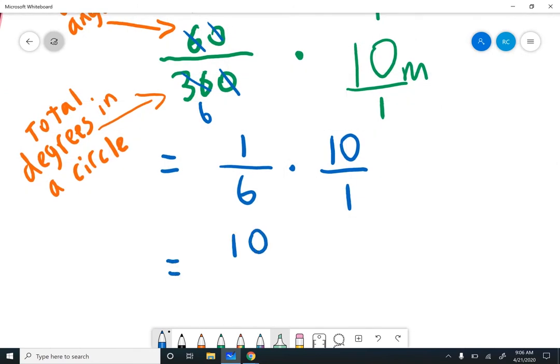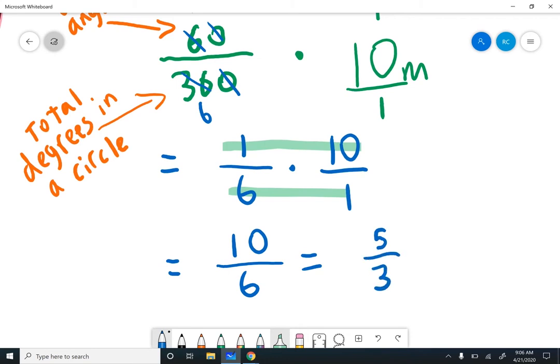That gives us 10 over 6, right? Always remember, when you're multiplying fractions, you go straight across the top. 1 times 10 is 10. Straight across the bottom, 6 times 1 is 6. They're both even numbers, so I can divide them both by 2. I get 5 over 3 meters.